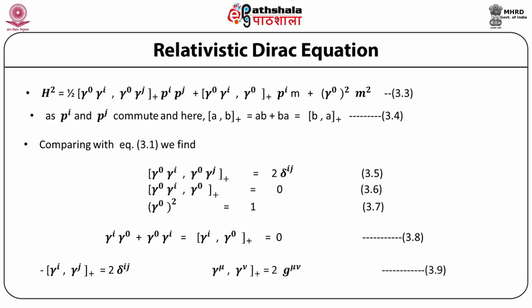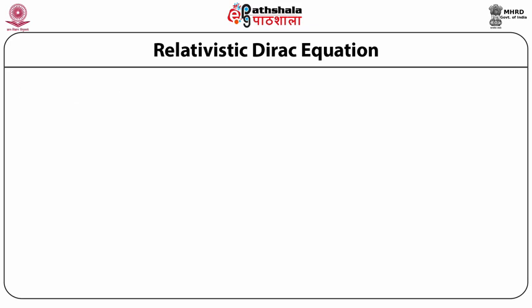As the gamma naught anticommutator is 2 and the gamma i gamma naught anticommutator is 0, all these equations can be combined and written as the anticommutator of gamma mu and gamma nu is equal to twice g mu nu. An identity matrix is understood on the right hand side. Dirac noticed that to satisfy equation 3.9, gamma mu should be at least 4 by 4 matrices or larger.